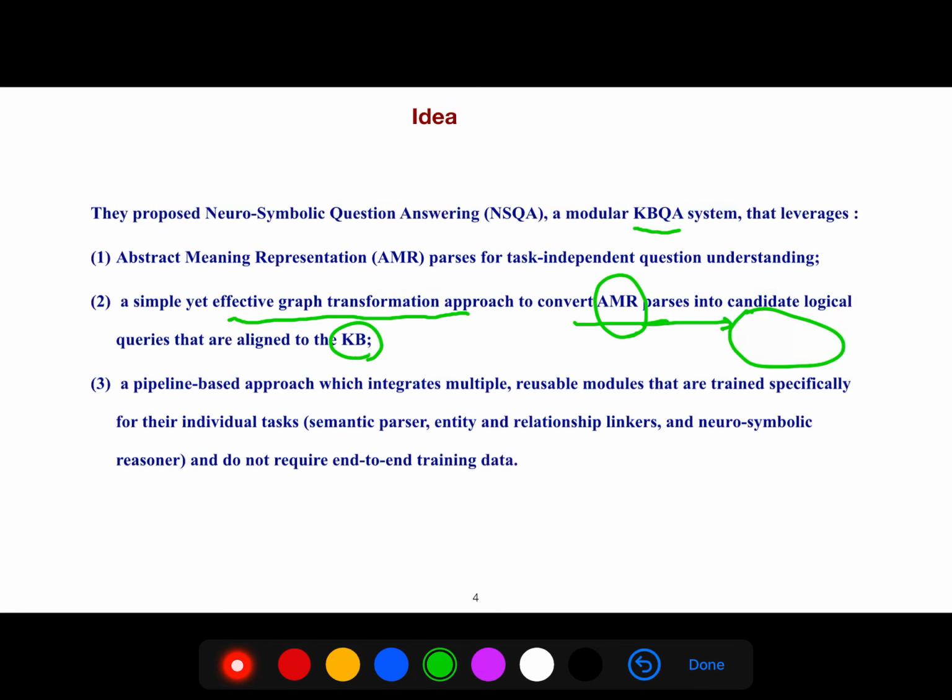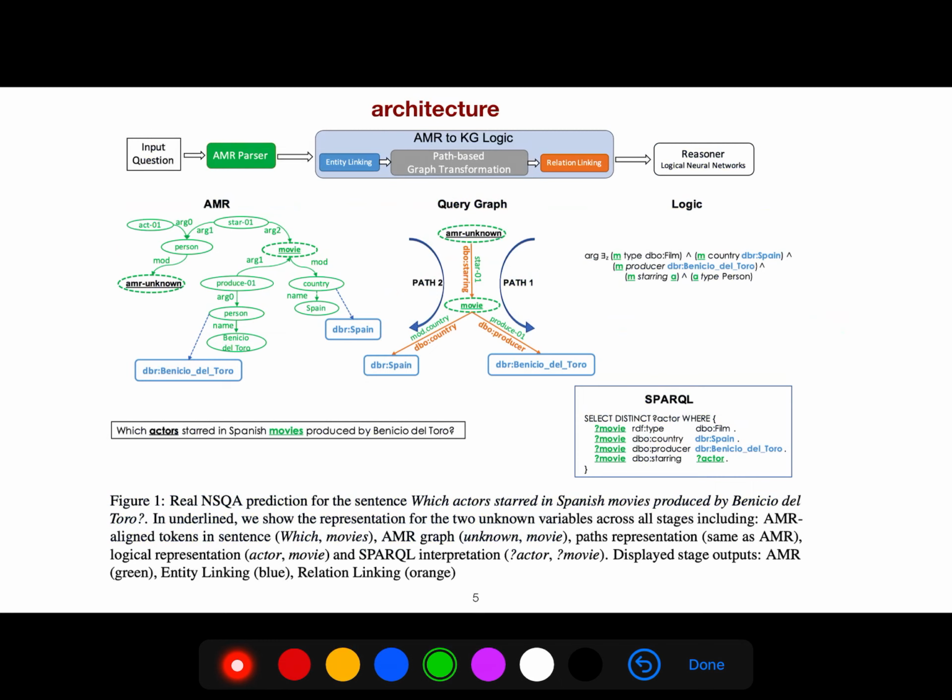And a pipeline-based approach which integrates multiple reusable modules that are trained specifically for their individual tasks, such as semantic parser, entity and relationship linkers, and neurosymbolic reasoner, and do not require end-to-end training data. So this is the architecture.